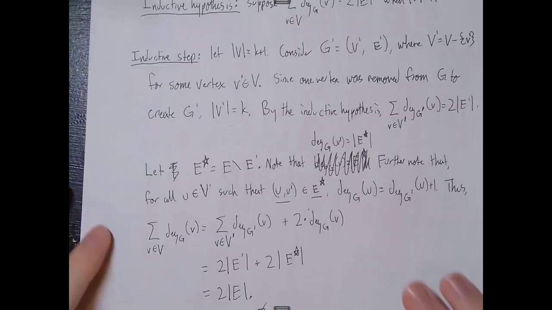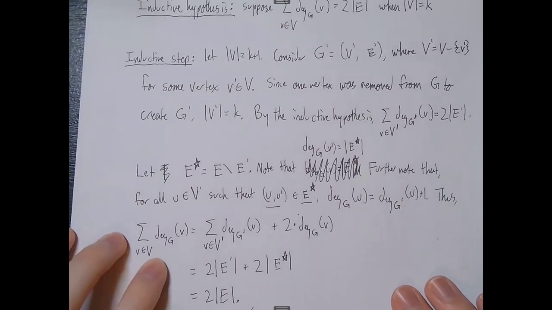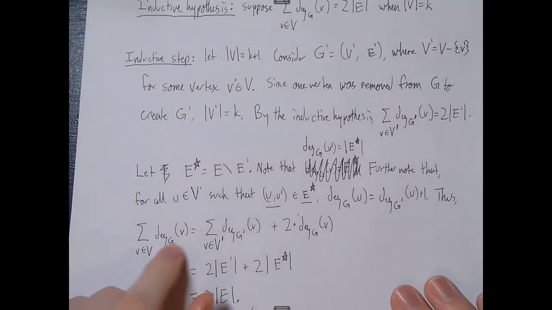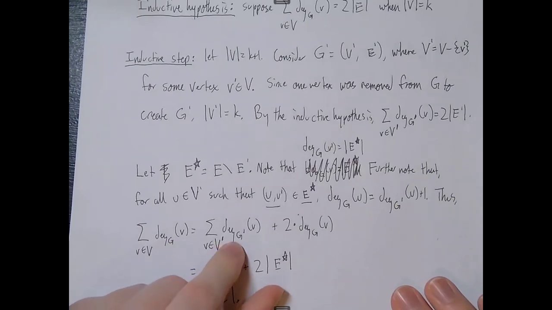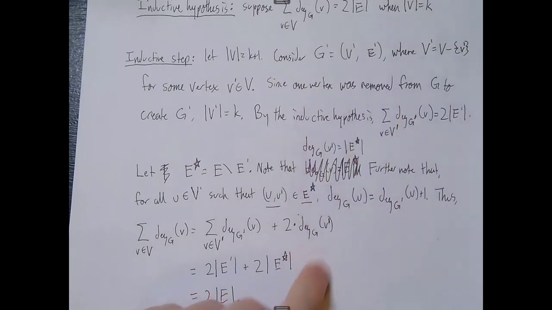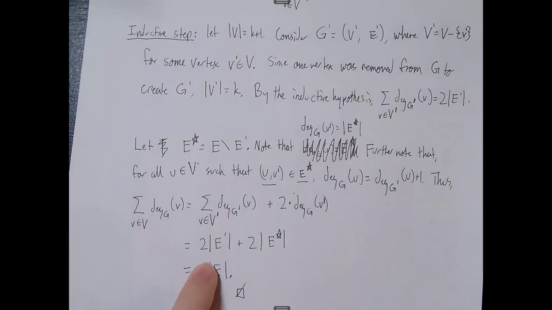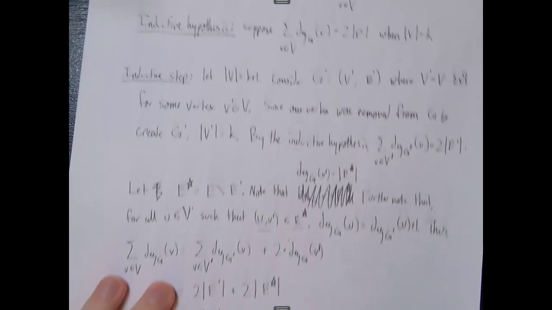So thus, the sum over all vertices in V of their degree is equal to the sum over all vertices in V prime of their degree in G prime plus 2 times the degree in G of v prime, which is then 2 times the number of edges in E prime plus 2 times the number of edges in E star, which by construction of E star and E prime is equal to 2 times the number of edges in E.